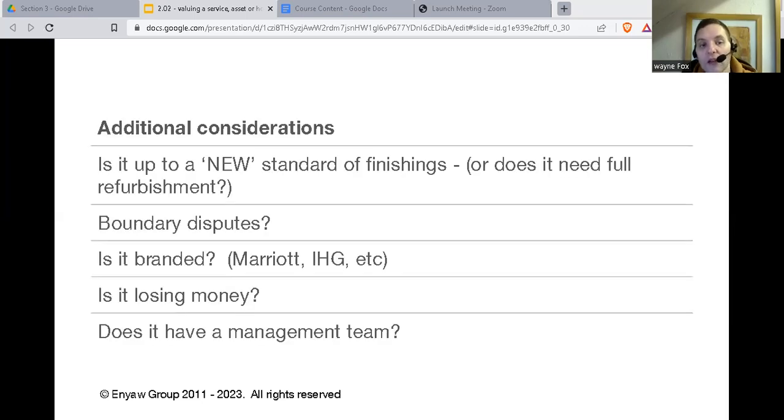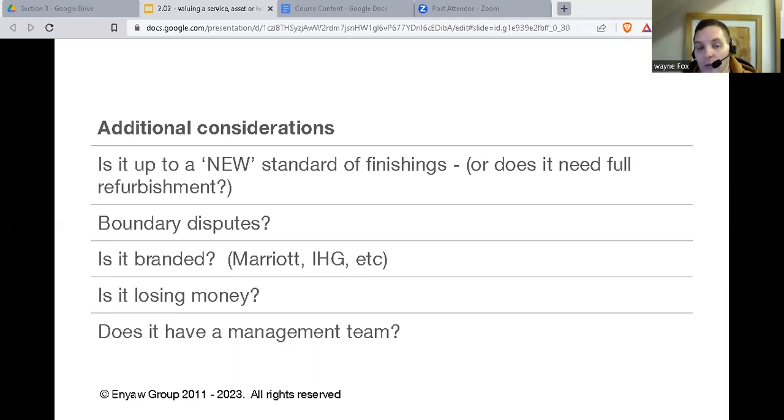Now, there's a few key things to consider about this valuation, though. First of all, is the property up to a new standard, or does it need complete refurbishment? Are there other issues that need to be dealt with, such as boundary disputes? All these things will reduce any valuation. And what about if the business is losing money?